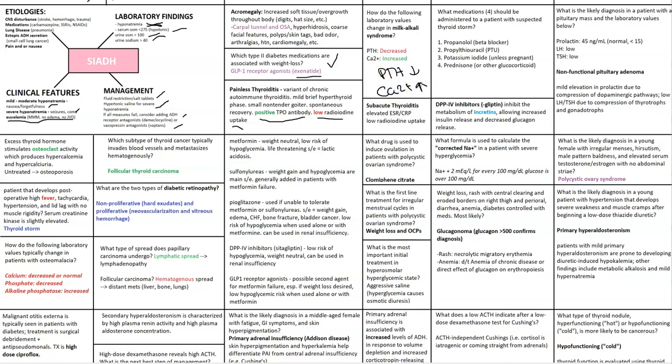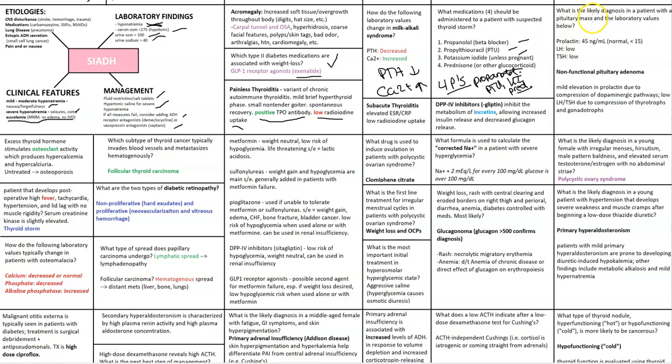What four medications should be administered to a patient with suspected thyroid storm? You want to give propranolol, like a beta blocker, PTU, and then you also want to give potassium iodide as well as prednisone or another glucocorticoid. So the 4 Ps: propranolol, PTU, potassium iodide, and then prednisone.